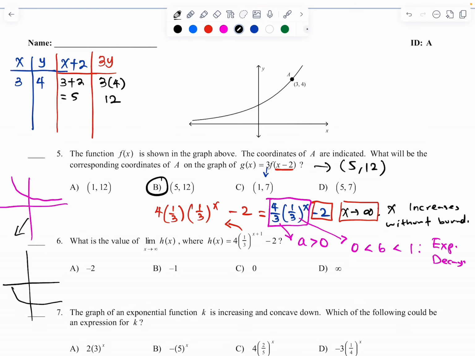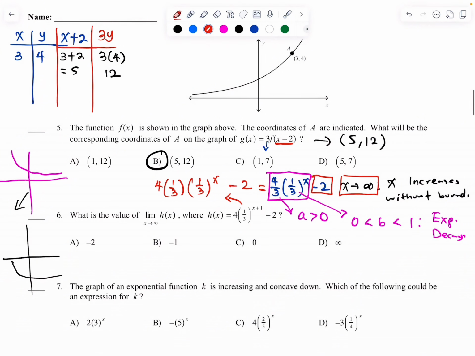And then because they want me to find the limit, and it's coming down 2 units, I have my -2 right there, and the limit would be at that -2. So my limit as x tends to infinity will be at -2.